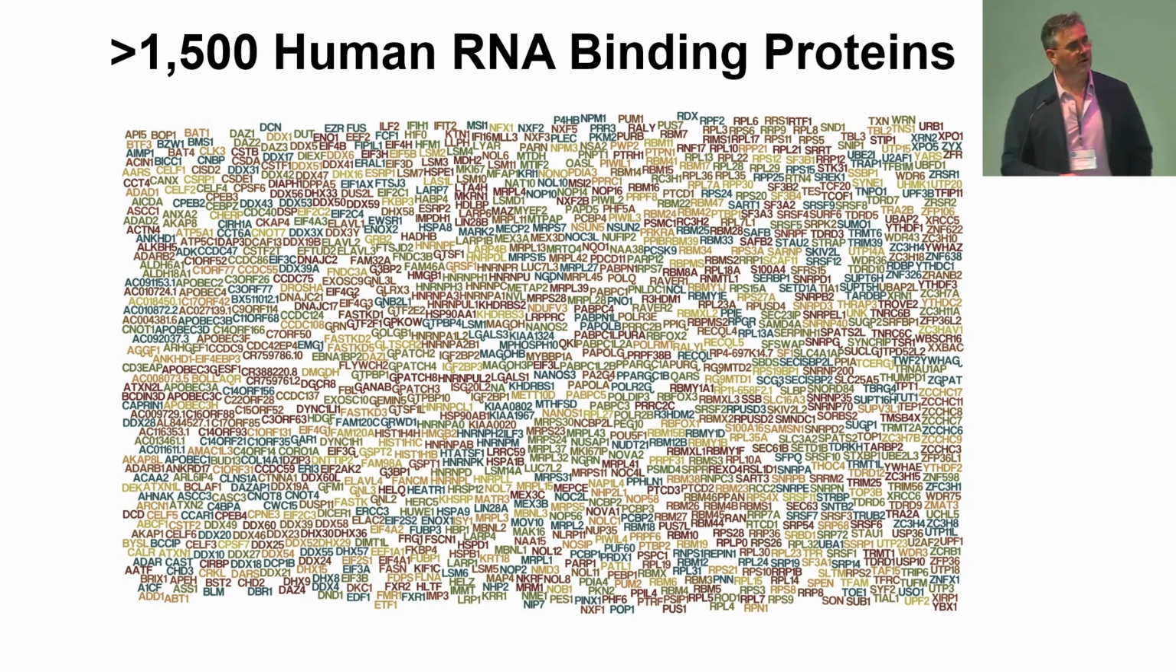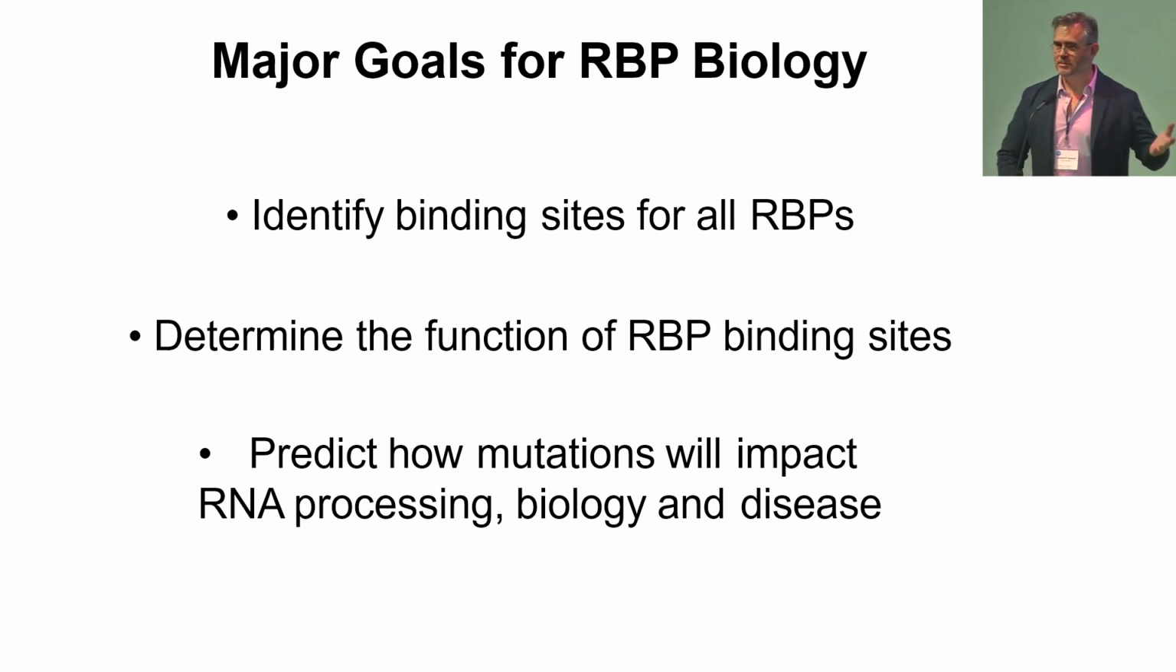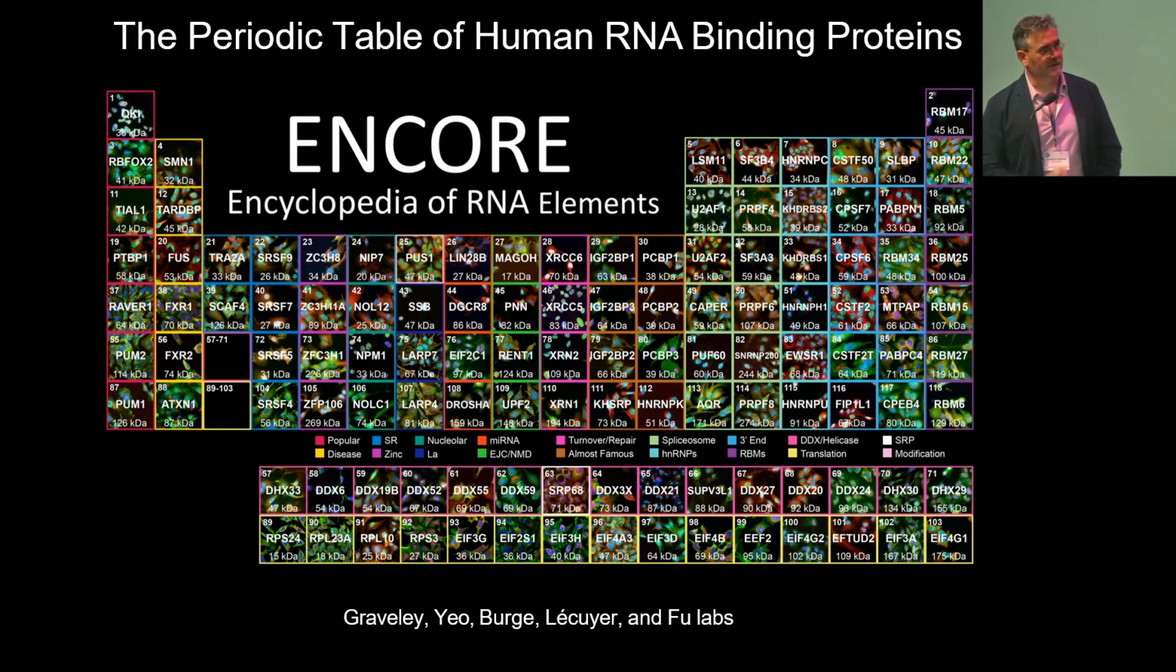Okay, to make matters worse, there's about 1,500 genes, kind of similar to the transcription factors, in the human genome that encode RNA binding proteins. But we don't really know what most of these proteins do, because only a few of them have actually been studied. So this is what ChatGPT might come up with for the RNA biology field. Identify binding sites for all human RNA binding proteins, determine the functions of those binding sites, and then once we have all of that information, we can use it to predict how these mutations will affect RNA processing, biology, and human disease. And so my lab has been involved in this project.